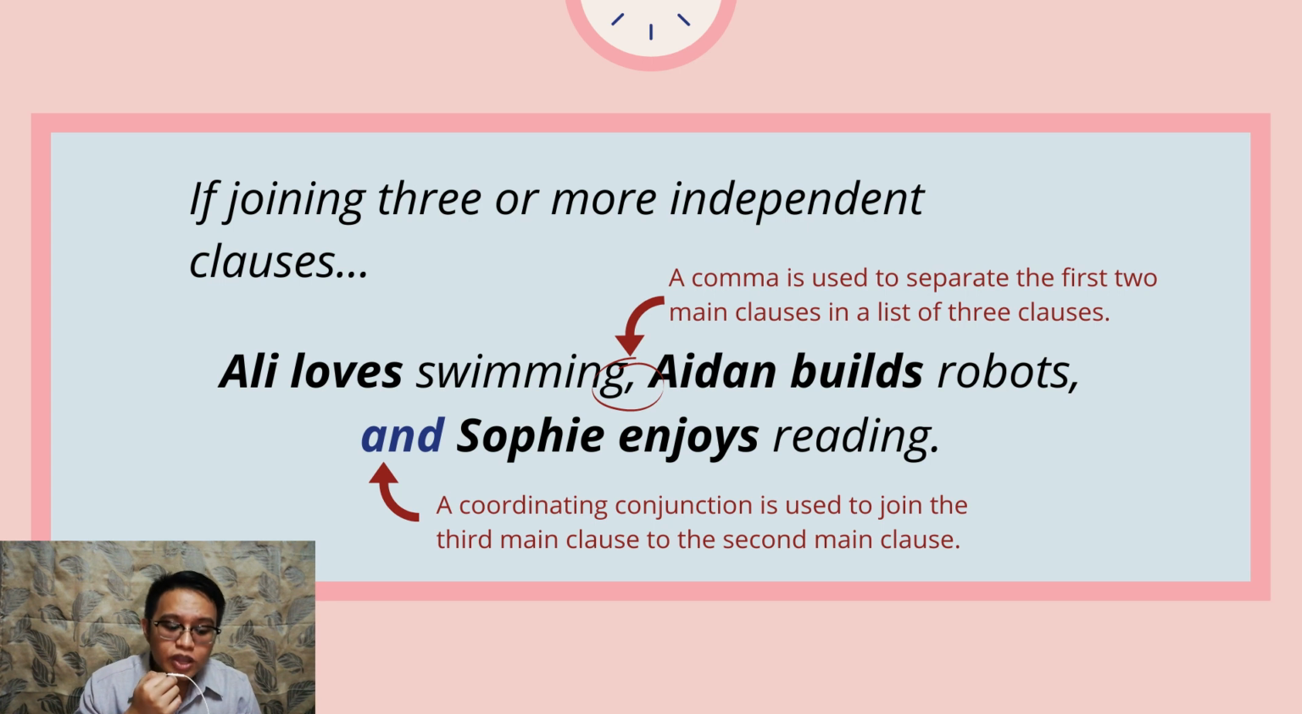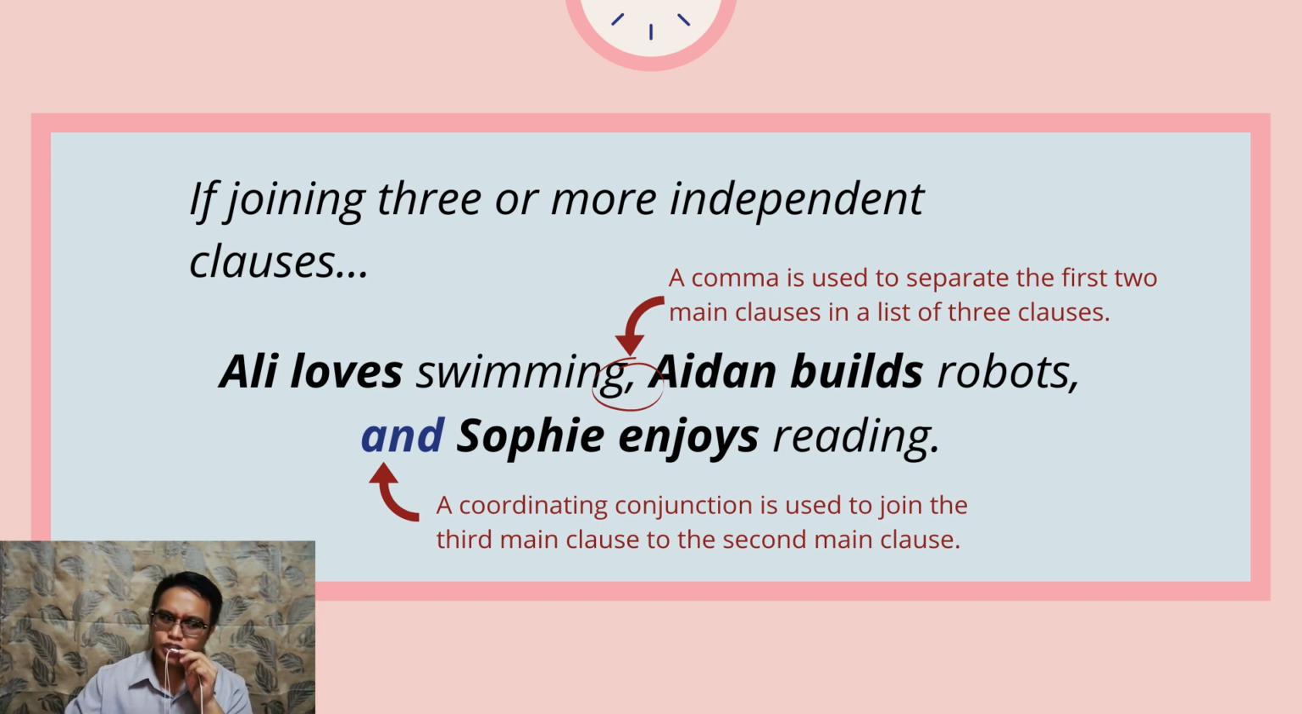If joining three or more independent clauses, you have to remember this one. Comma. You have to use a comma after every clause. And then, after sa second to the last independent clause, you have to put the coordinating conjunction. Just like our example here. So, gibutangan niya comma after sa Ali loves swimming, comma, Aidan builds robots, comma, dayon ang coordinating conjunction, and dayon, and Sophie loves reading. Okay? So, mao na siya atong buhaton if three or more independent clauses.